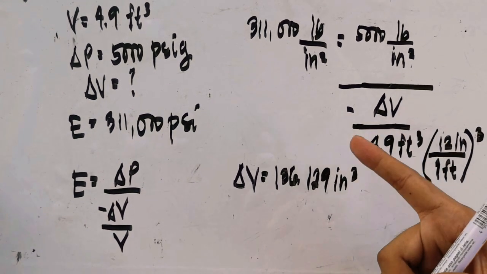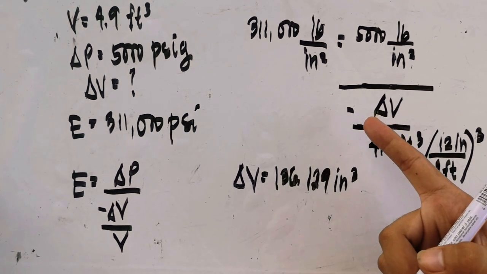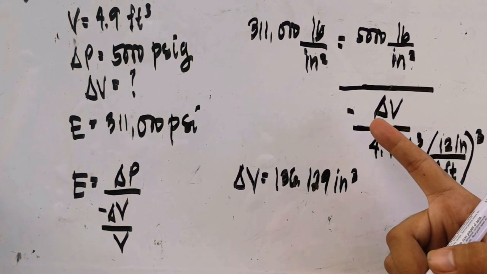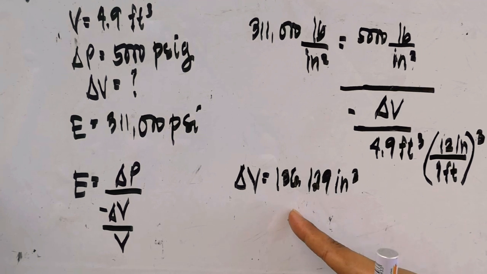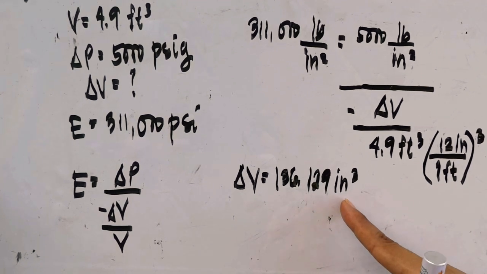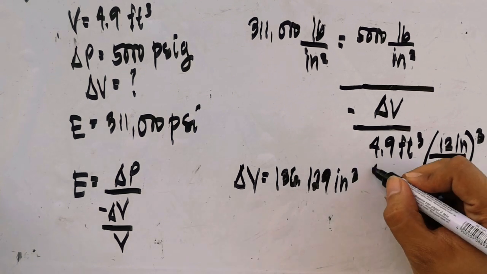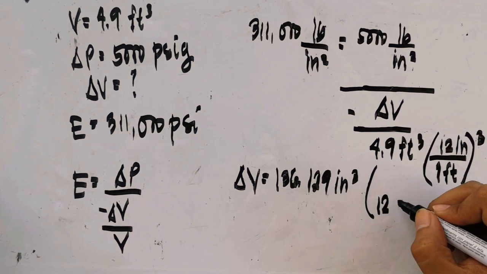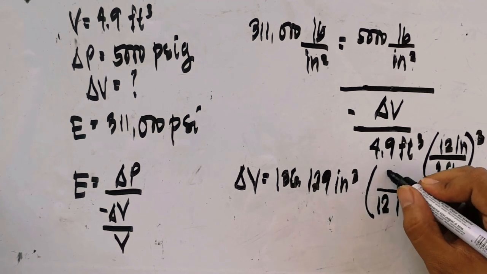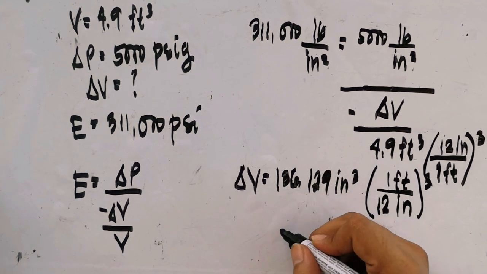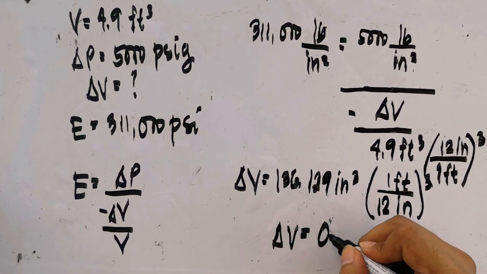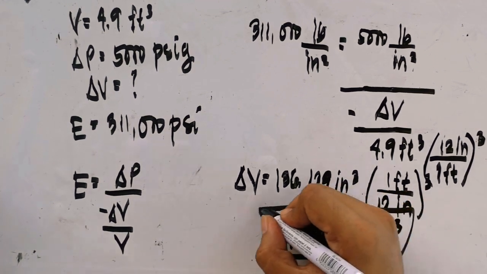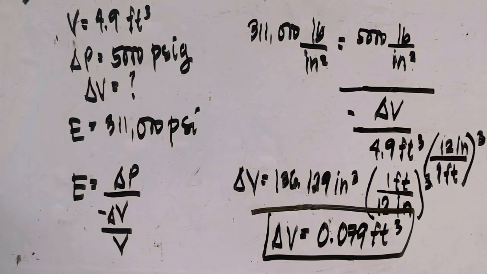So, that is delta V. So, negative delta V. This negative here just means the final volume is less than the initial volume. So, the absolute value of delta V is 136.129 inch cube, or 0.079 feet cube when we convert into feet cube. So, 12 inches to 1 foot, cubed. So, delta V is equivalent to 0.079 feet cube. So, this should be the final answer.